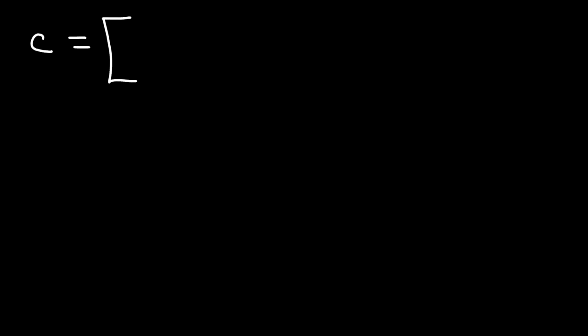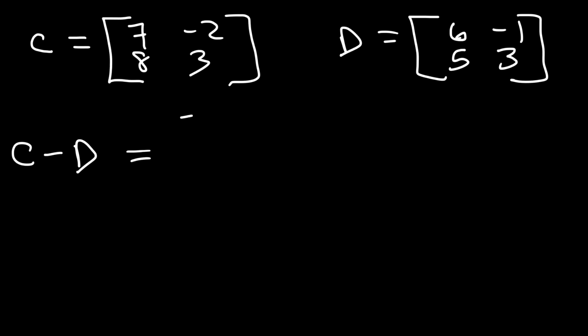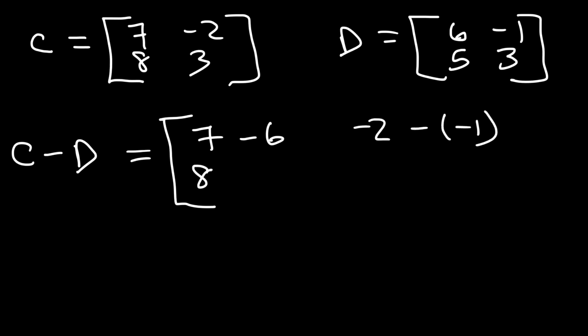So let's say we have matrix C, which is 7, -2, 8, 3, and matrix D, which is 6, -1, 5, and 3 as well. So this time let's subtract matrix C by matrix D. So let's subtract the corresponding elements. It's going to be 7 minus 6, and then -2 minus -1, and then 8 minus 3, I mean 8 minus 5 rather, and then 3 minus 3.